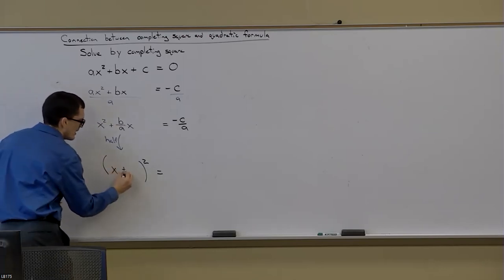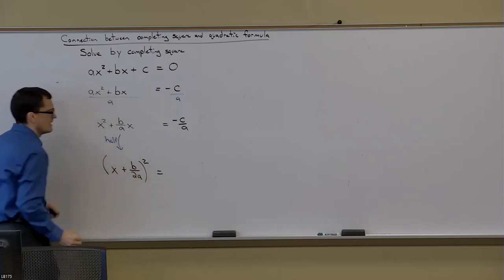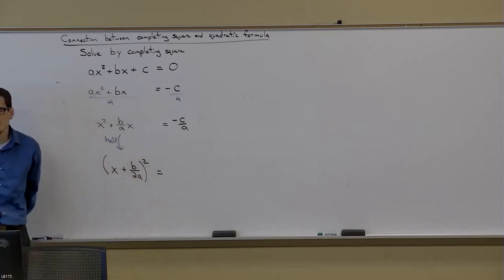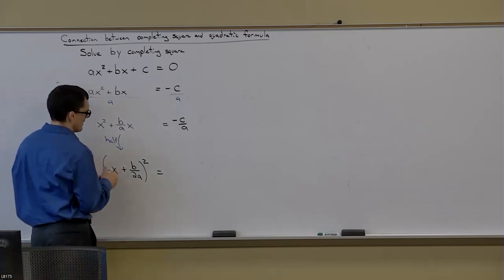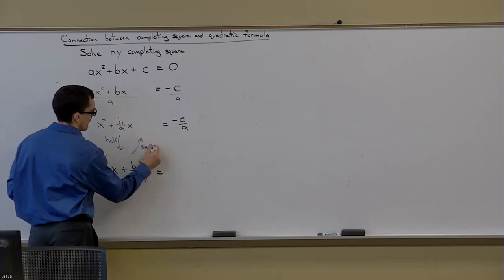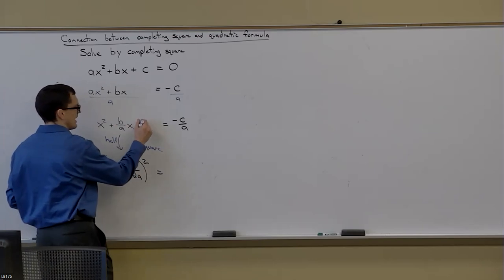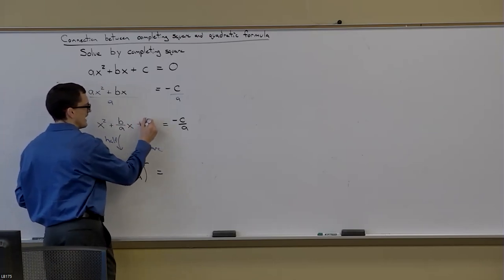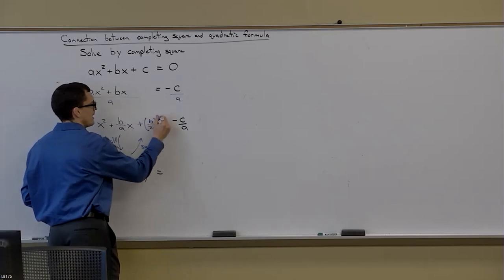So cutting it in half is doing a b over 2a. That's another way of saying cut it in half, but divide by 2. And then I square that number, and then add it to both sides. So the number I'm going to add to both sides is b over 2a squared.